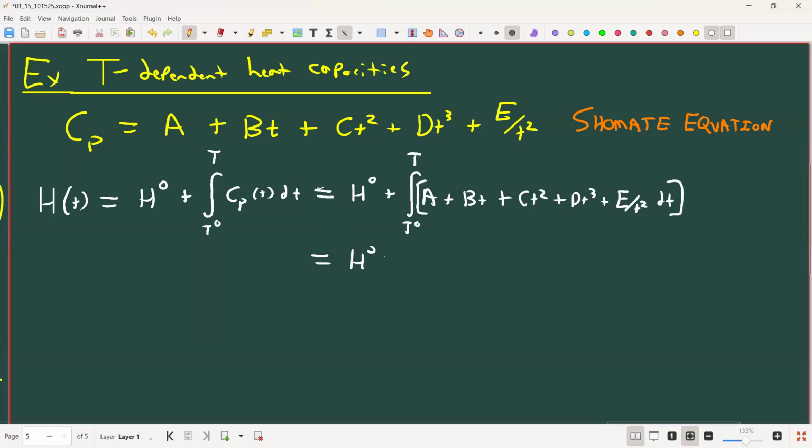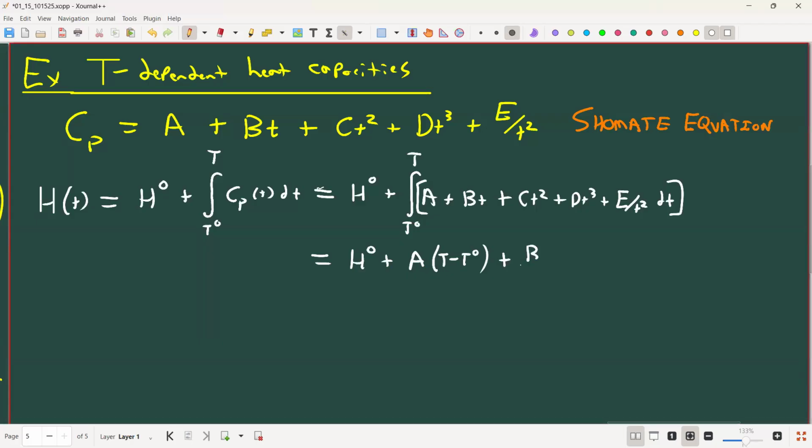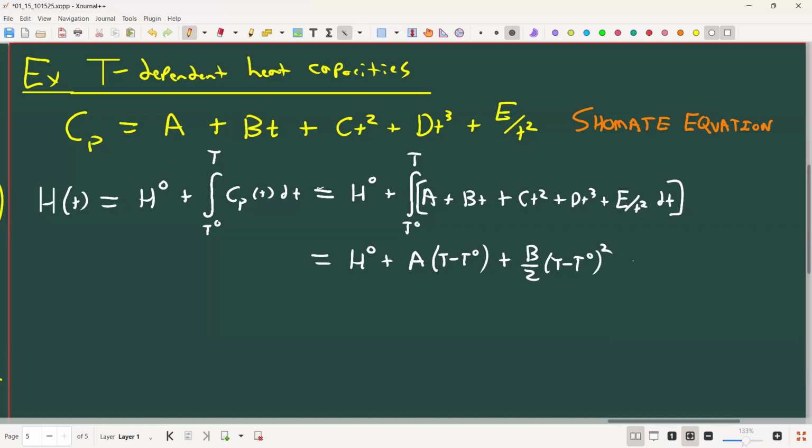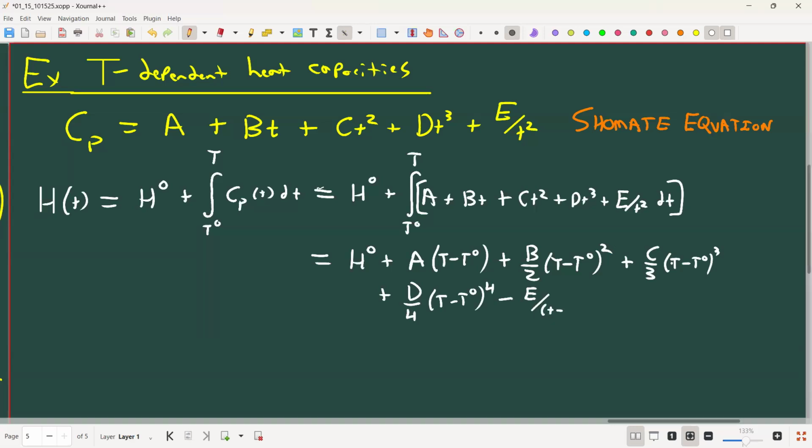This is equal to H naught plus A times (T minus T naught) plus B over 2 times (T minus T naught) squared plus C over 3 times (T minus T naught) cubed plus D over 4 times (T minus T naught) to the fourth minus E over (T minus T naught).